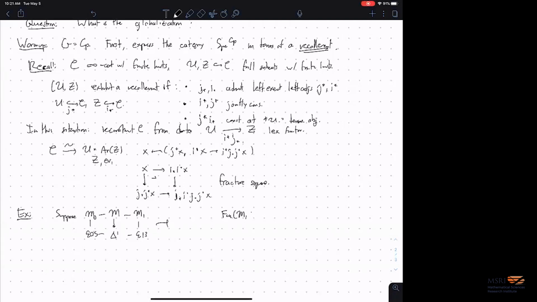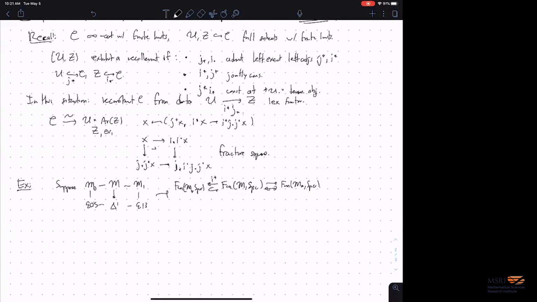Then I get a recollement. I look at copresheaves on M in terms of copresheaves on M_1 and copresheaves on M_0, where, I'm giving you the adjunctions, j^* and i^* are simply restriction. And the right adjoints are, of course, given by right Kan extension. And it's easy to check that this indeed gives a recollement. Joint conservativity, for instance, is obvious. The only thing where you see the symmetry being broken is, of course, computing that j^* i_* is zero, or is constant at the terminal object.